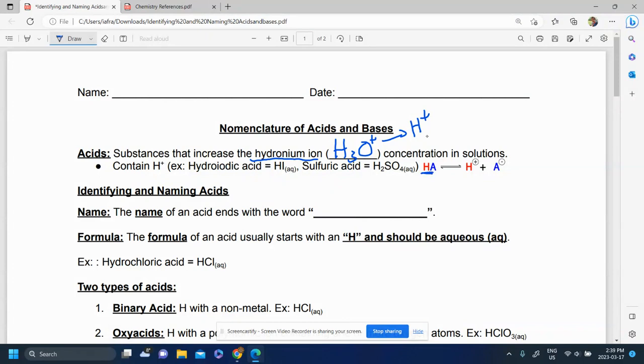So what that means is when you put the acid in water, it will separate into H+ and this other ion here. This H+ is what makes something acidic. So generally, acids contain an H+. They have an H in the front. So HI, hydroiodic acid, is an acid. H2SO4, because of this H, is an acid.